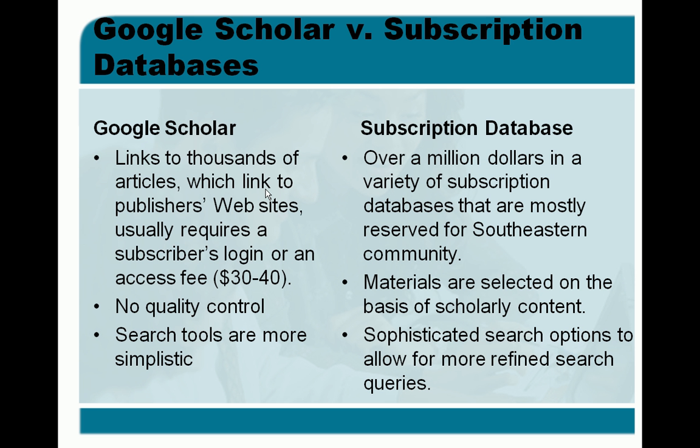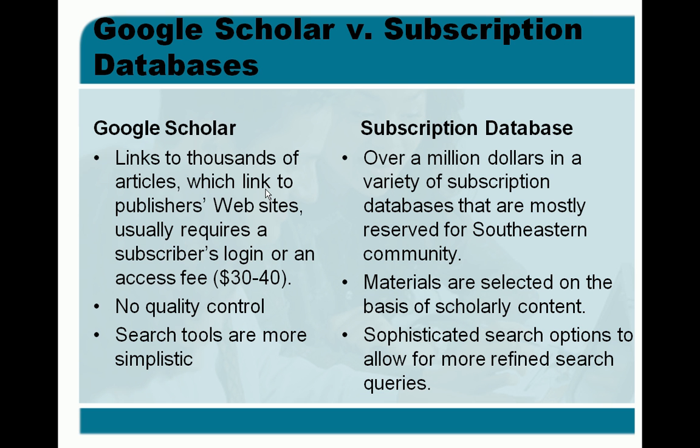Here are some differences between Google Scholar versus the subscription databases like Academic Search Complete and ProQuest Research Library. Google Scholar links to thousands of articles which link to publisher websites, and sometimes they provide you with a link to a subscriber login or an access fee. Generally, articles are not 100% full text on Google Scholar. Sometimes they will send you to articles that you may have to pay $30 or $40 for. Sometimes there's no quality control. However, the search tools might be more simplistic when you notice the Google Scholar page versus ProQuest or Academic Search Complete.